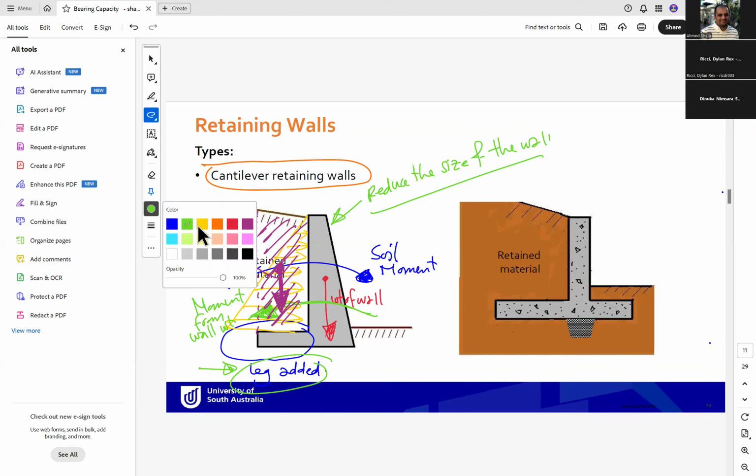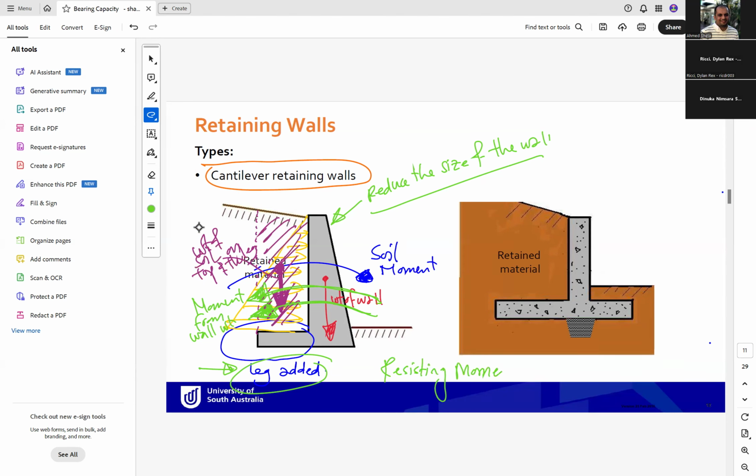This weight is also adding some moment, green moment to the green moment. So we have two components of the resisting moment. Again, the resisting moment will be more than the moment from soil, or the soil moment. The difference here is that the resisting moment comes from two components: weight of wall plus weight of soil.